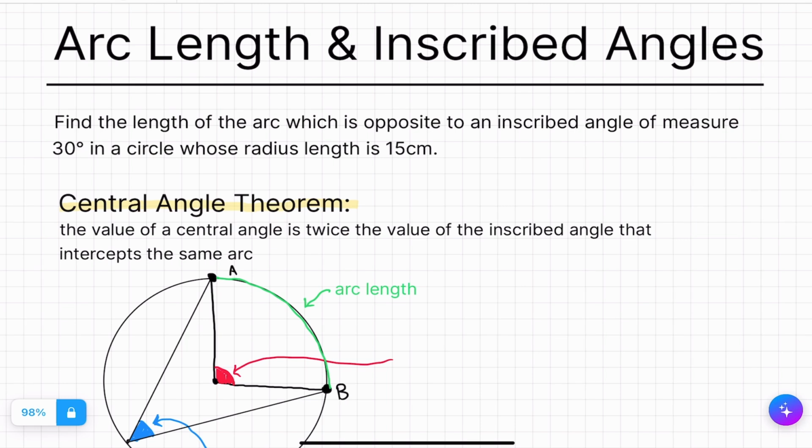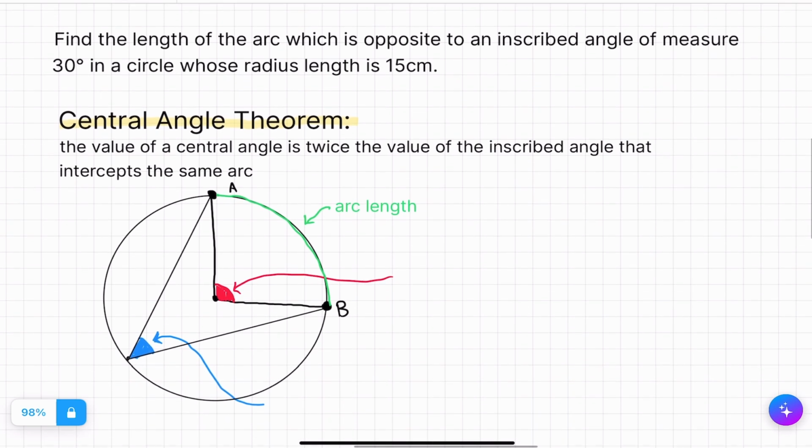Today, I'm talking about arc length and inscribed angles. Specifically, I'm going over common problems that you'll find on your homework or if you're taking a test in a trigonometry course. Our first problem asks us to find the length of the arc, which is opposite to an inscribed angle of measure 30 degrees in a circle whose radius length is 15 centimeters. All right, let's break this down.